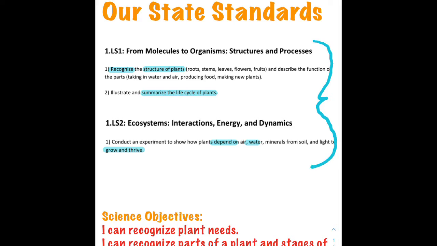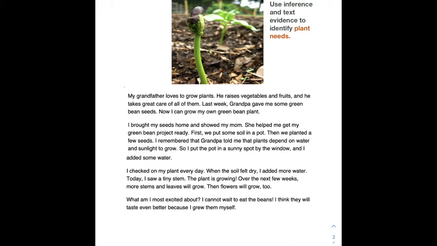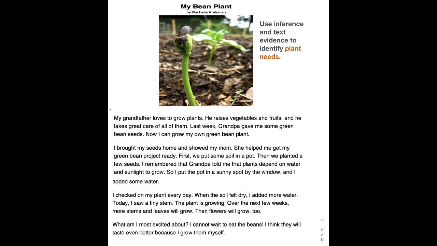Our state standards are found in this section, and our objectives today are: I can recognize plant needs, I can recognize parts of a plant and stages of a life cycle. Thank you, boys and girls, for joining me for the science connection to my bean plant. We will be revisiting the text again, but this time through the lens of science. We're going to use inference and text evidence to identify plant needs.